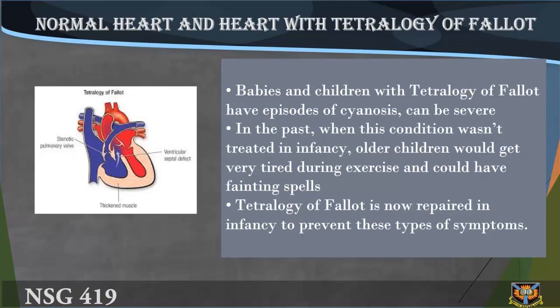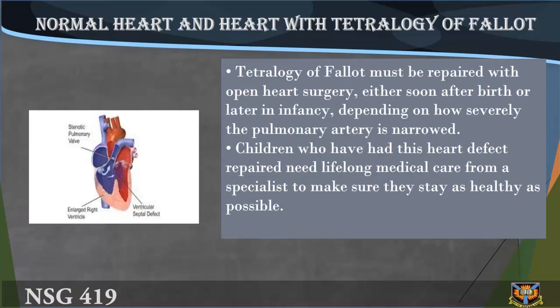Normal heart and hearts with tetralogy of Fallot. Babies and children with tetralogy of Fallot have episodes of cyanosis, which can sometimes be severe. In the past, when this condition wasn't treated in infancy, older children would get very tired during exercise and could have fainting spells. Tetralogy of Fallot is now repaired in infancy to prevent these types of symptoms. Tetralogy of Fallot must be repaired with open heart surgery, either soon after birth or later in infancy, depending on how severely the pulmonary artery is narrowed.